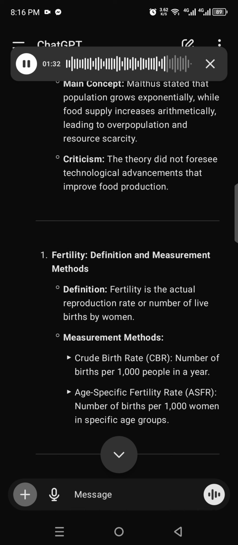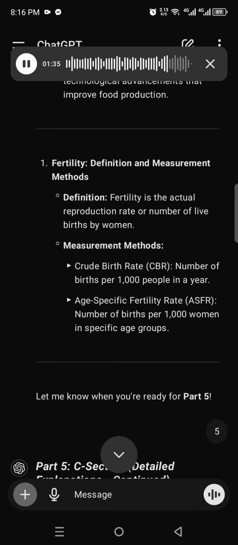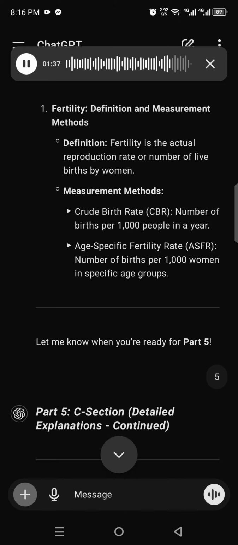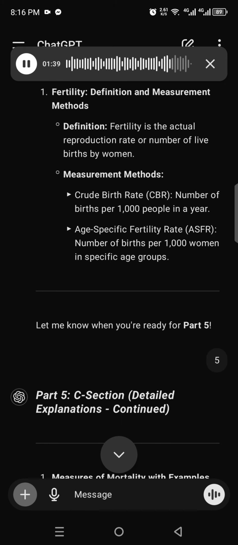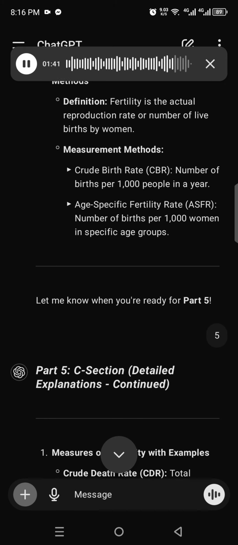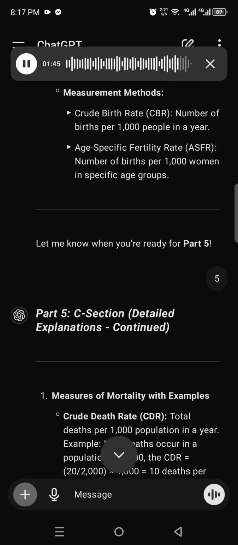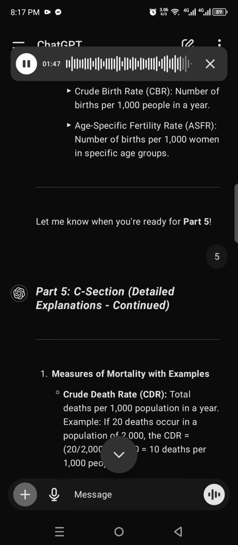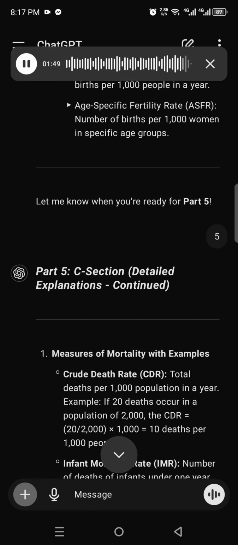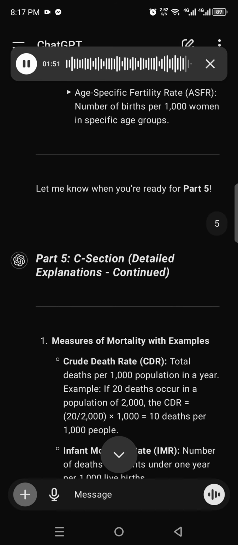5. Fertility. Definition and measurement methods. Definition: fertility is the actual reproduction rate or number of live births by women. Measurement methods: crude birth rate, CBR, number of births per 1,000 people in a year. Age-specific fertility rate, ASFR, number of births per 1,000 women in specific age groups.